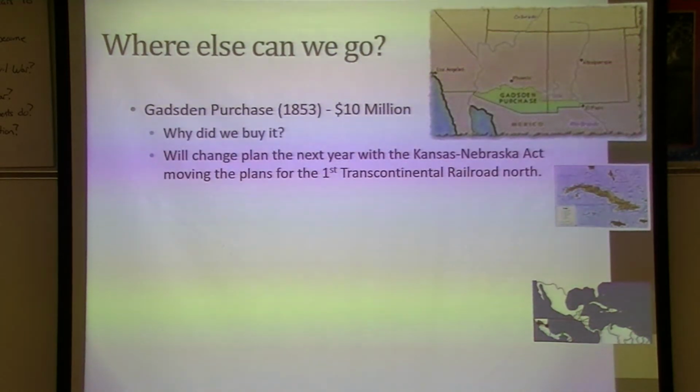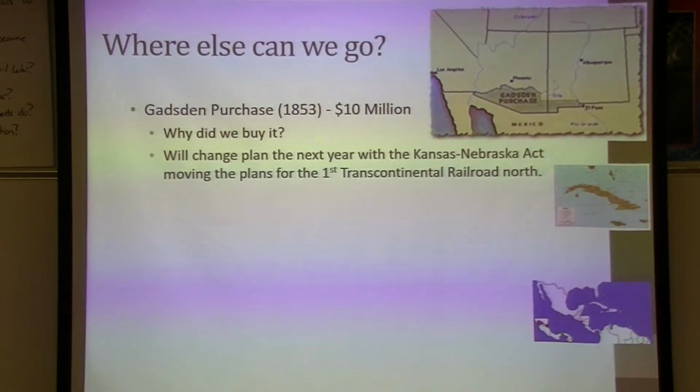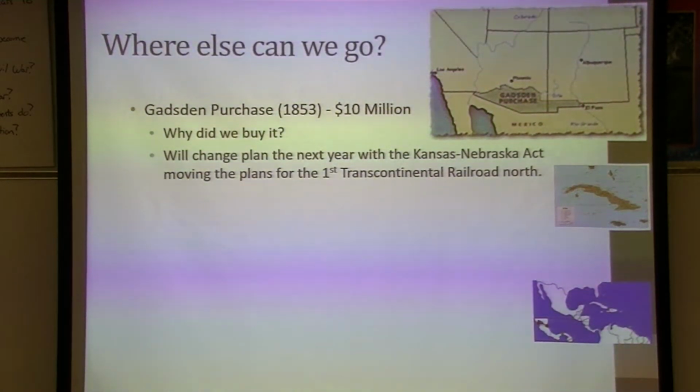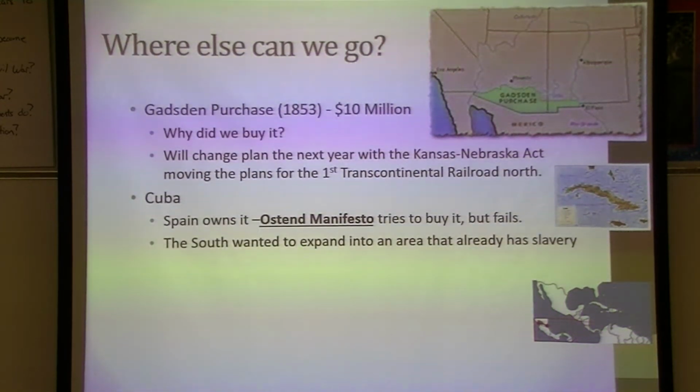1854, plans for the United States will change when the Kansas-Nebraska Act is passed. But originally, that was the case. The South wants to spread in this area. The states that are today New Mexico and Arizona were areas that they thought they could expand and make those cotton plantations.